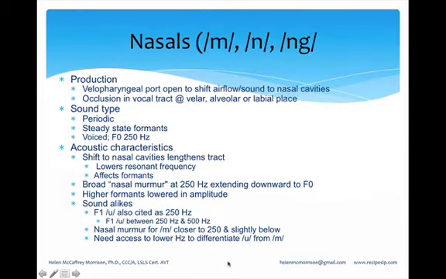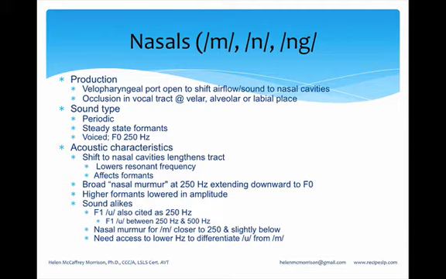Let's look at nasals. We'll start by talking about the production. The production of nasals is created when the velopharyngeal port is open to allow airflow to go into the nasal cavities. Ordinarily, that port is closed so that our resonance is what we call oral resonance in the mouth, but we open that port to shift the airflow to the nasal cavities, and the sound actually comes out through the nose.